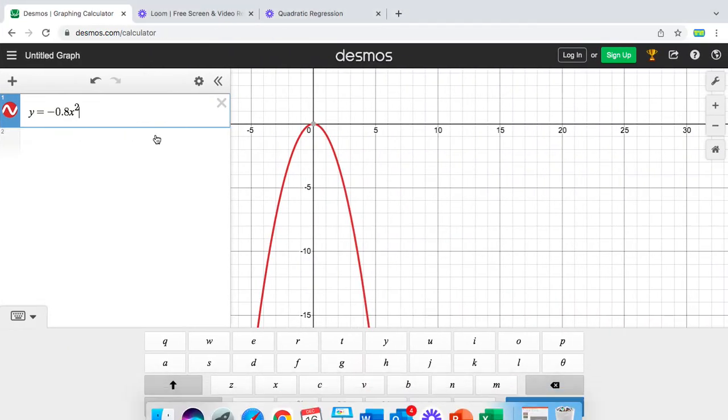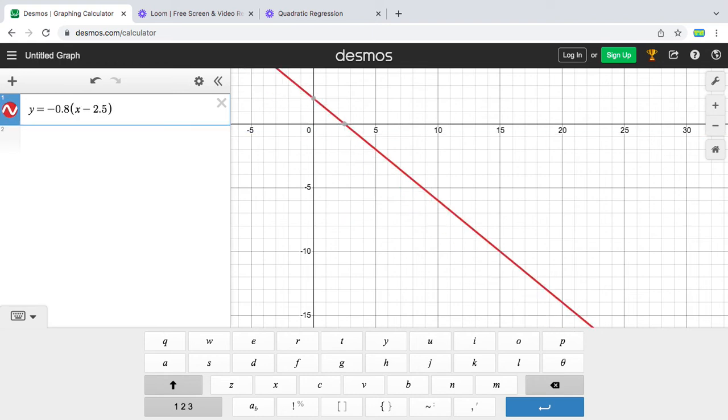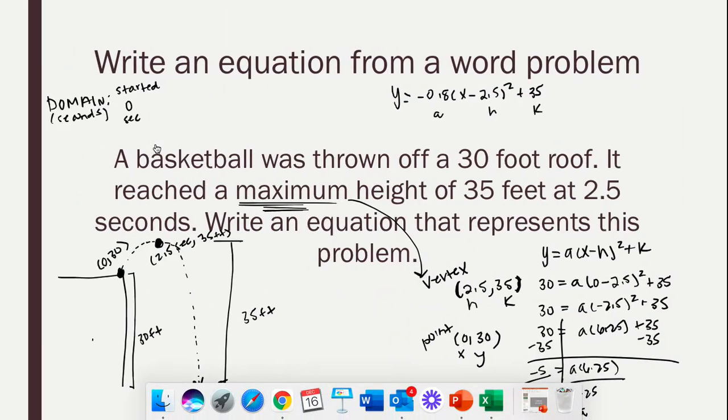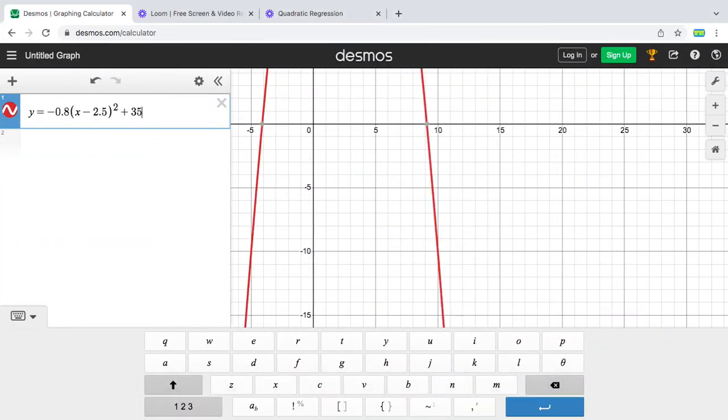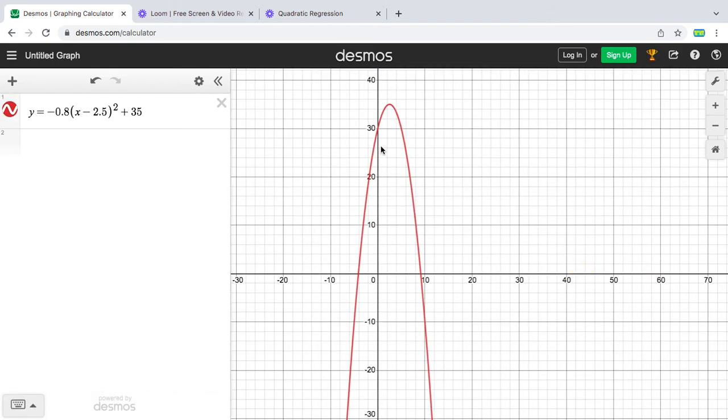Oops, I keep writing the wrong thing. X minus 2.5 squared plus 35. So here's my graph on Desmos. You can see here I have the ball. I start off the ball, threw it up in the air. It reached a maximum height at 2.5 seconds, 35 feet. And it hit the ground, bam, right here.